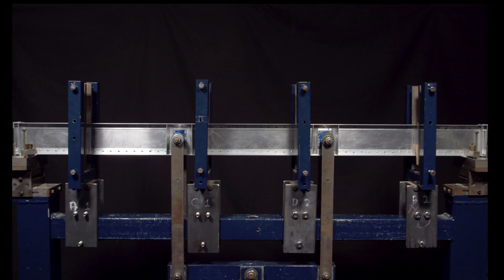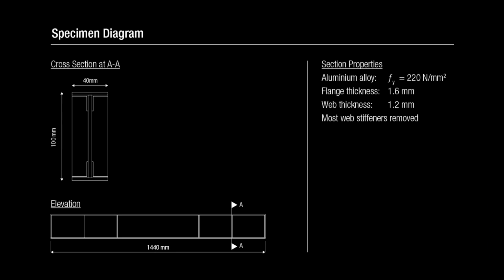This video shows a plate girder being tested under bending. The material used in this test is an aluminium alloy. While there are vertical stiffeners, they are not sufficient to prevent shear buckling of the web.